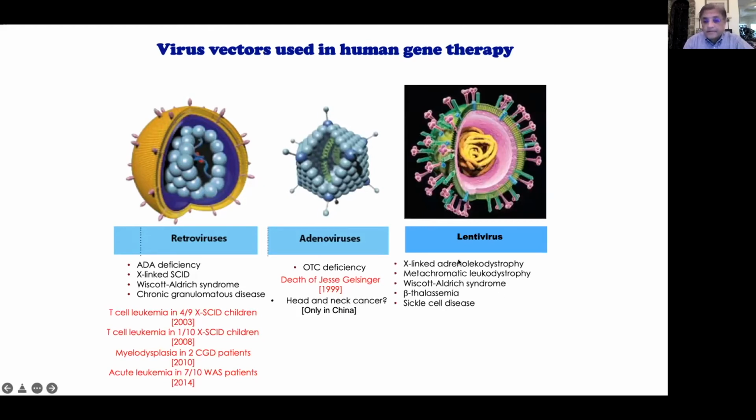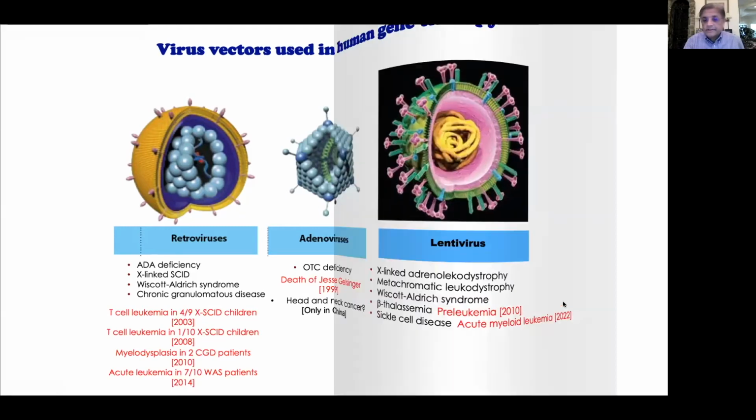And just when we were becoming comfortable with the use of lentiviral vectors for the treatment of X-linked adrenoleukodystrophy, metachromatic leukodystrophy, Wiskott-Aldrich syndrome, beta thalassemia, and sickle cell disease, pre-leukemia was reported in 2010. And late last year, this patient has now developed acute myeloid leukemia. And just last week, this paper was published. I just showed you this patient not only developed acute myeloid leukemia, but she also died recently.